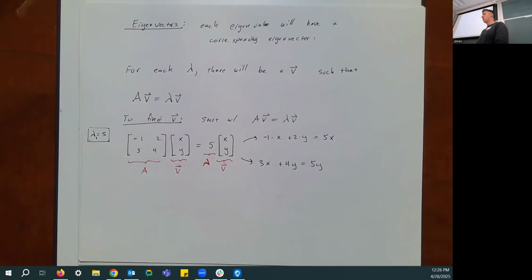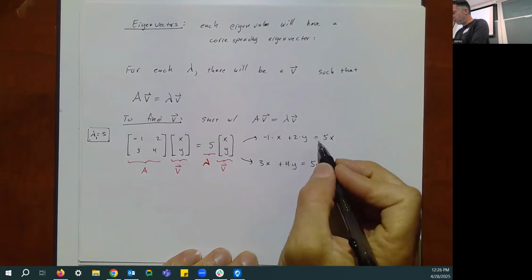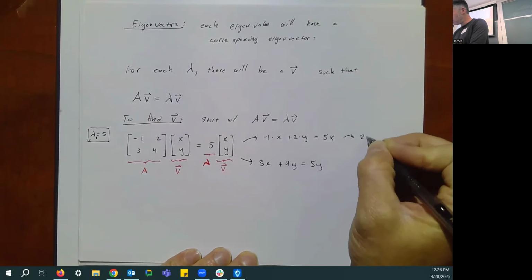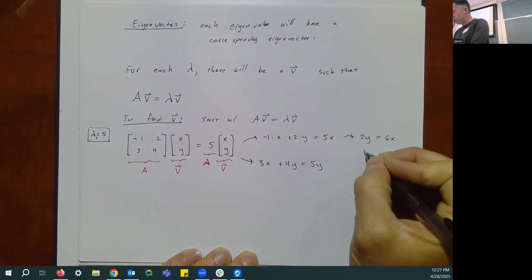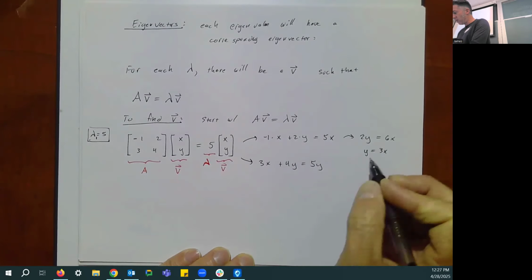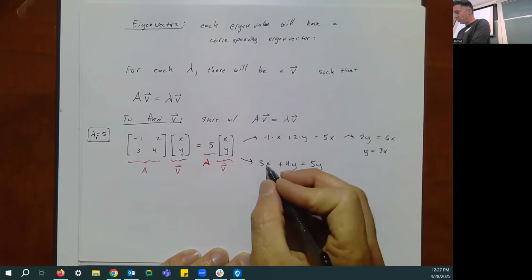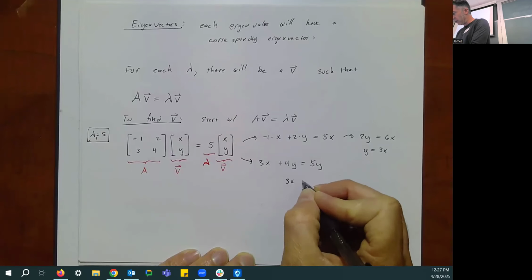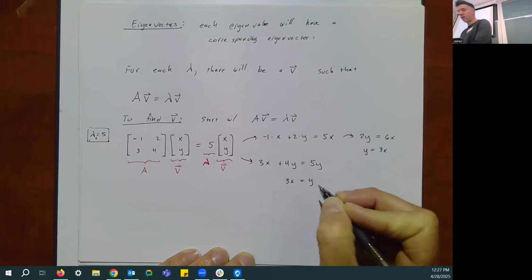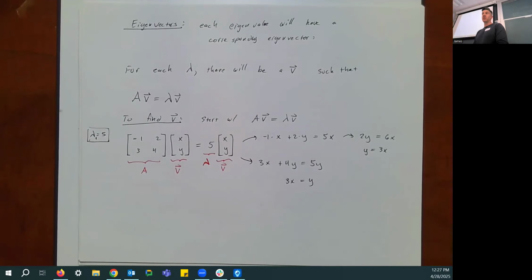And what is true most of the time with these is that they both give you the same relationship between x and y. If I solve for y in the first one, I'm going to get 2y equal to 6x. Divide both sides by 2, and I get y equal to 3 times x. Or in this equation here, I'm going to subtract 4y and get 3x equal to 1y. Yes, they both give me the same relationship between x and y. So you don't need both equations.